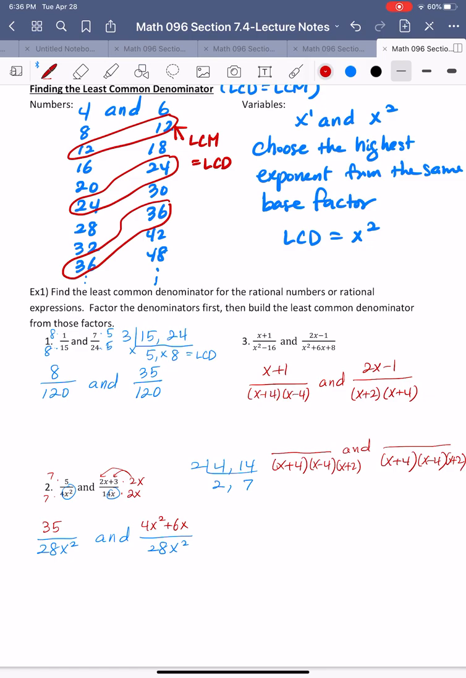In order to make the equivalent expressions, you have to see what's missing. From x plus 4 times x minus 4 times x plus 2, the x plus 2 is missing for the first fraction. So you multiply x plus 2 on both top and bottom, which becomes x plus 2 times x plus 1. For the second fraction, the x minus 4 is missing, so you multiply x minus 4 on both sides, and you get 2x minus 1 times x minus 4. So that's all.